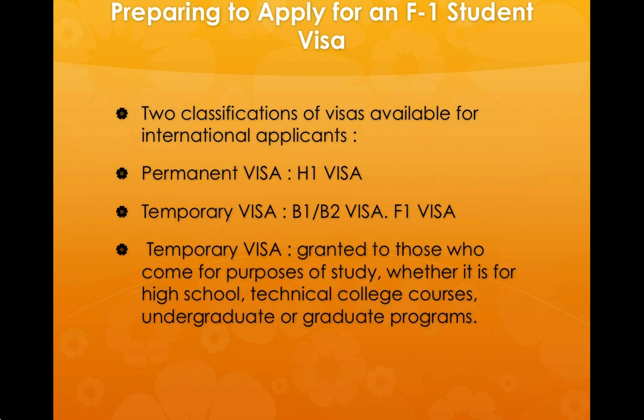Two classifications of visas are available for international applicants. The one who would like to go on a permanent visa can be known as the H1B visa or H1 visa. The temporary visa is the B1, B2 visa or F1 visa. As you all are going on an F1 visa, that's a temporary visa. The temporary visa can be granted to those who come for the purpose of study, whether it is for a high school, undergraduate or graduate program. When you are going on an F1 visa, this is called a non-immigrant visa. It is called a non-immigrant visa because it's a temporary visa.